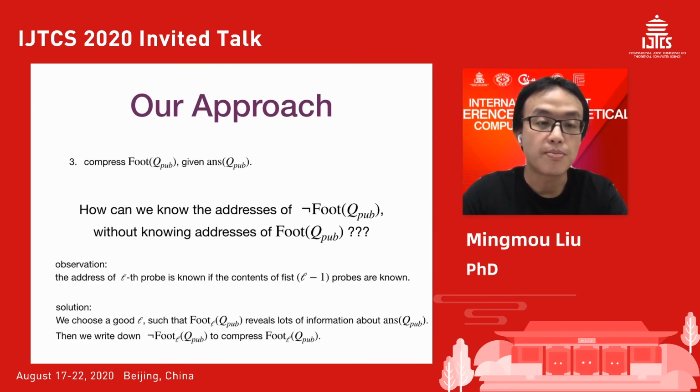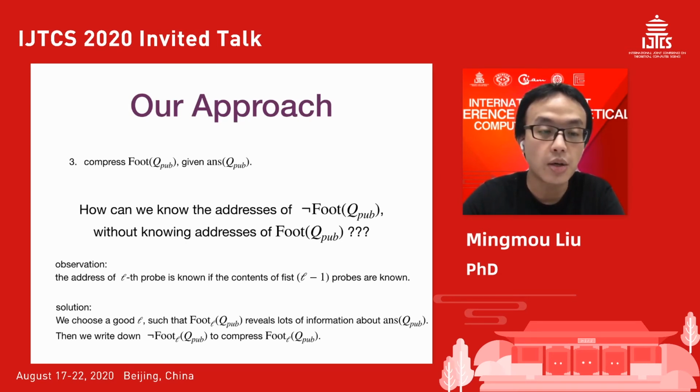The solution is inspired by one simple observation. Recall the interaction between the CPU and the memory. The addresses of the cells probed in the L-th round are fixed as long as all the L-1 previous cells are fixed. Then we can choose a good L such that the set of cells probed in the L-th round reveals lots of information about the answers of QPub. In this way, we achieve some kind of non-adaptivity.